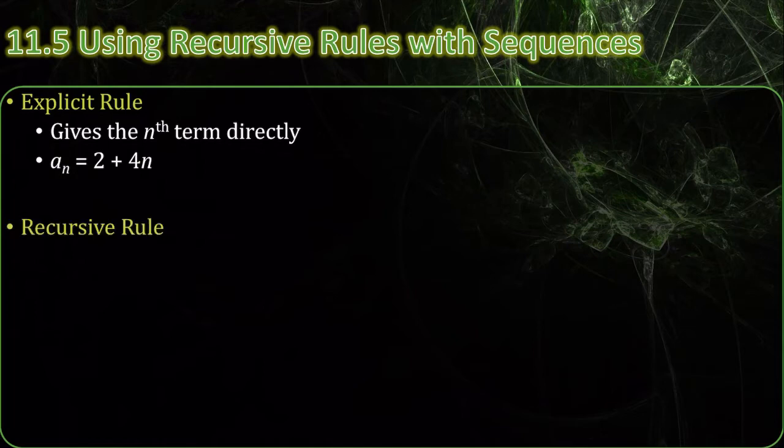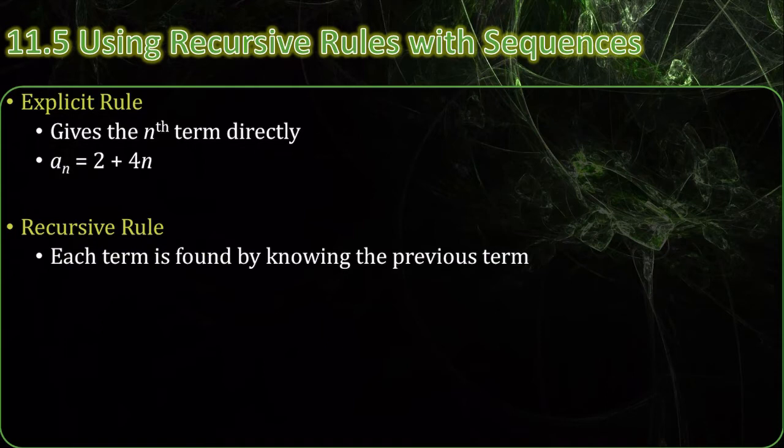A recursive rule: each term is found by knowing the previous term. So it's like I know that I'm adding 4 each time. If I know the first term is 6, and then the next one is 10, then the next one is 14, it's written like this. For a recursive rule, you have to know where you start, and then you have a rule.